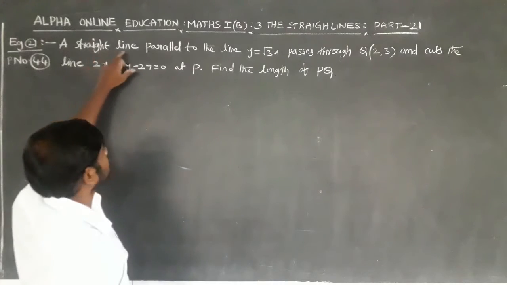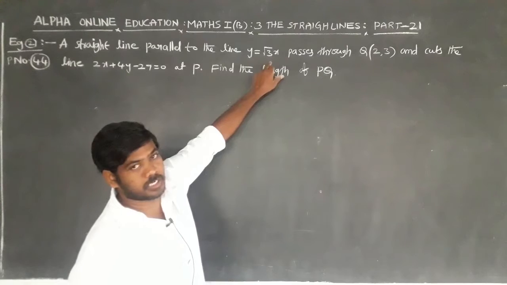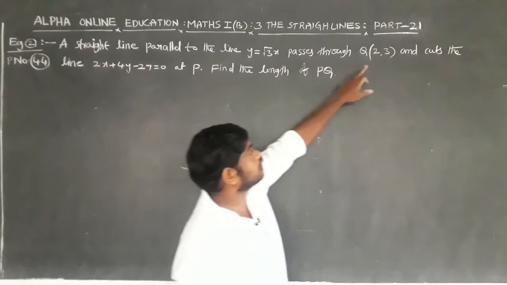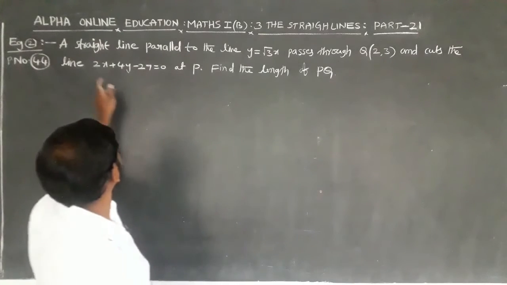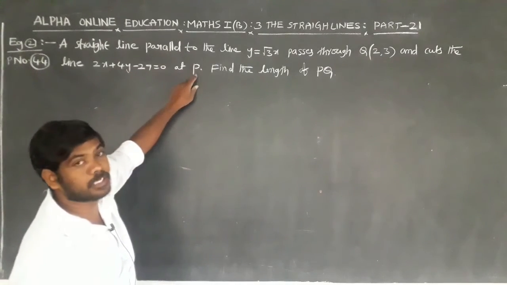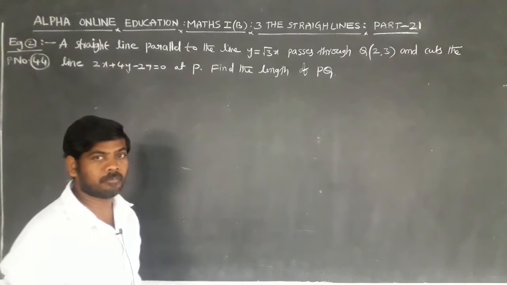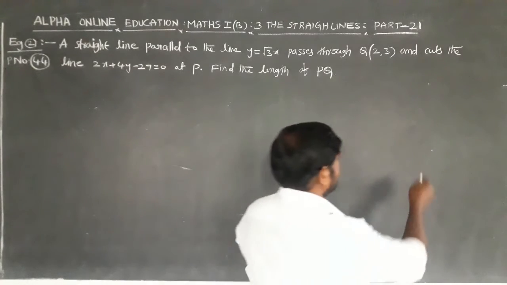Here a straight line parallel to the line y equal to root 3x passes through the point Q(2, 3) and cuts the line 2x plus 4y minus 27 equal to 0 at P. Find the length of PQ. First of all, we draw the diagram.